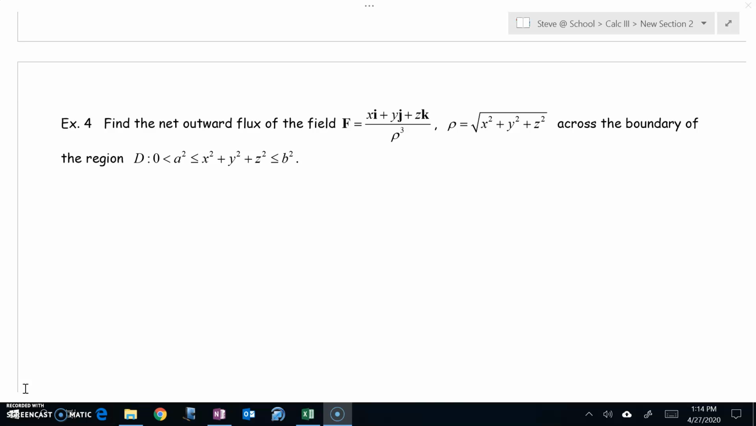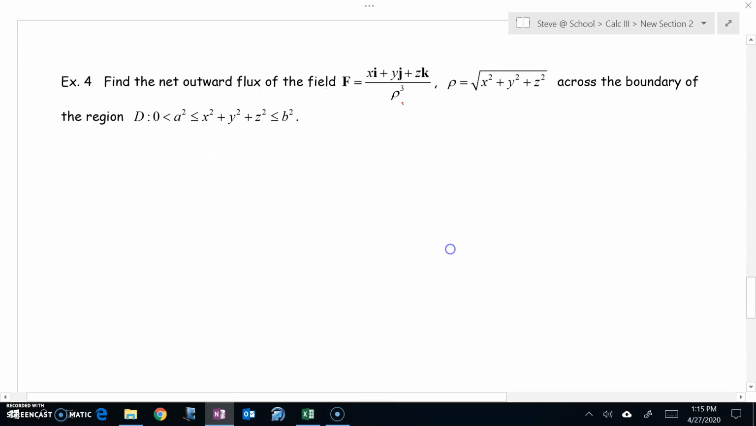x in the i direction, well, x over rho cubed plus y over rho cubed plus z over rho cubed, where rho is defined as that, across the boundary of the region. So, first thing we have to do is find the divergence. But this is a little bit more tricky with derivatives. We're going to actually have to use chain rule here because it's kind of implicit, because rho is also in terms of x, y, and z.